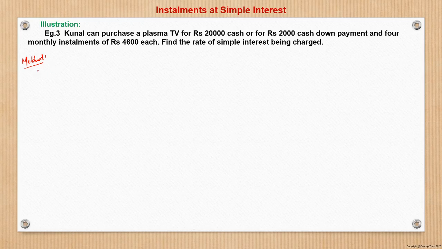Here the known principal is what, 20,000 minus 2,000 down payment. So that is 18,000 rupees, right? And 4 monthly installments, right? 4 monthly installments. So let us see.